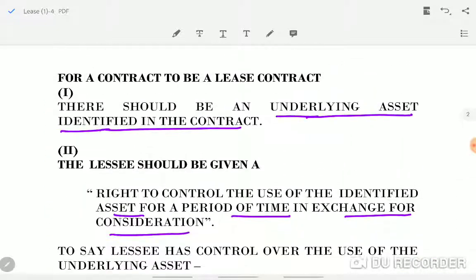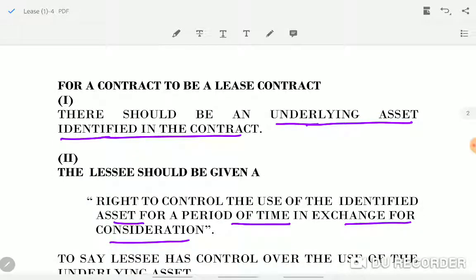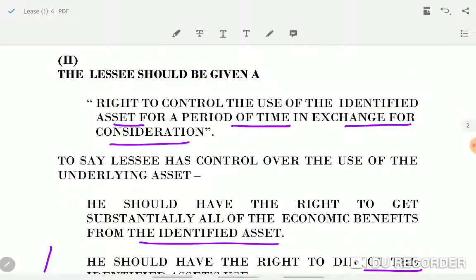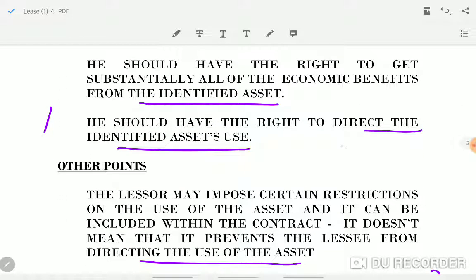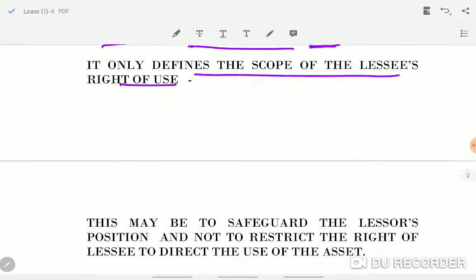So finally, for a contract to be a lease contract as per IFRS 16, first, there should be an underlying asset which is identified in the contract. Second, the lessee should be given a right to control the use of that identified asset. That means he is almost getting all the economic benefits by directing the use of the underlying asset. Third, the lessor may impose certain conditions. These conditions only define the scope of the lessee's right of use. It won't prevent the lessee from directing the use of the asset.